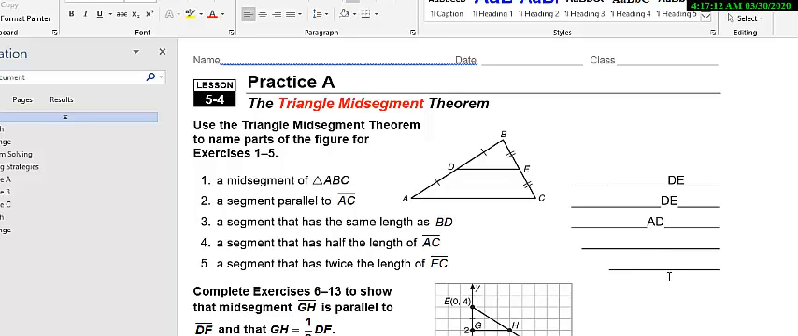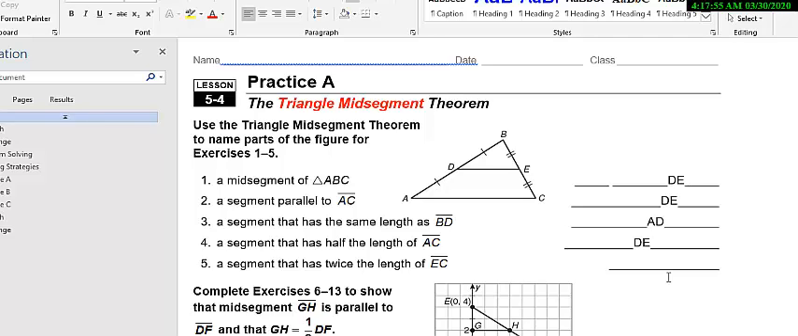Question number 4 states a segment that has half the length of AC. It is supposed to be the mid-segment, because this is one of the conclusions of the mid-segment theorem, that the mid-segment is always parallel to the third side and equal its half length. So it's gonna be DE again. DE would be the segment that equals half the length of AC. So right now we got question number 4, the segment that has the half length of AC is gonna be DE again.